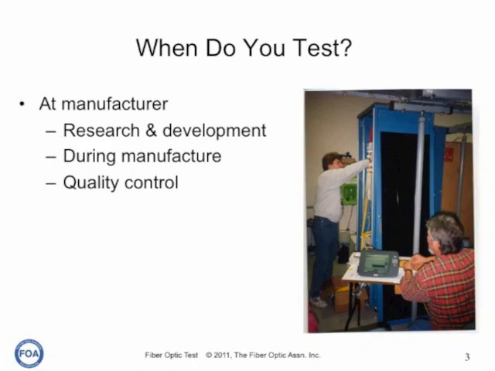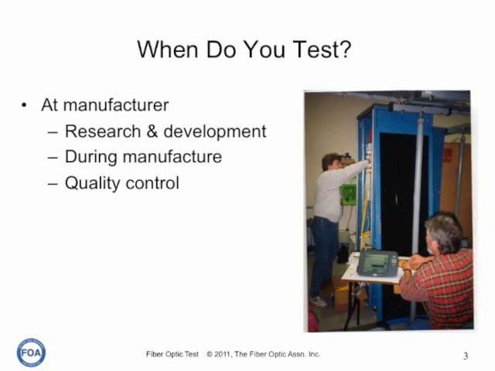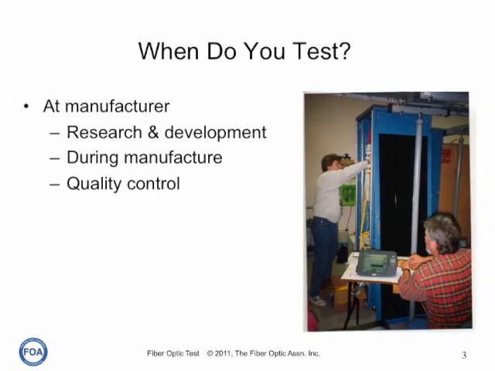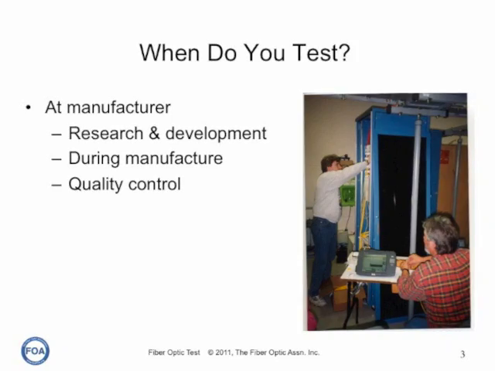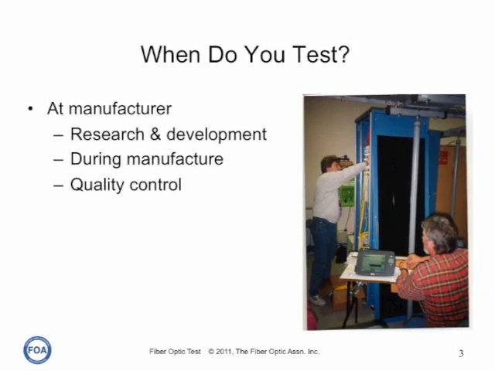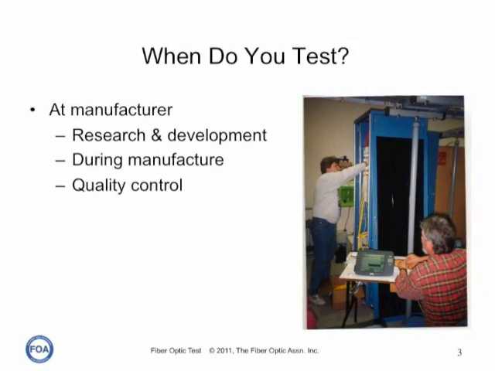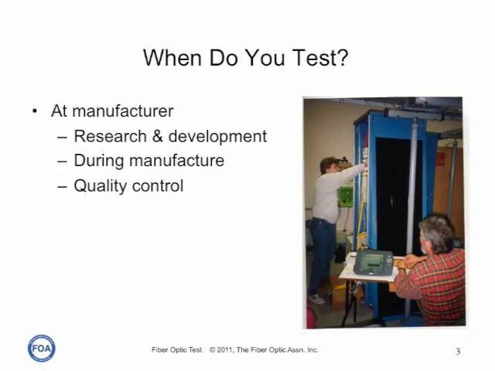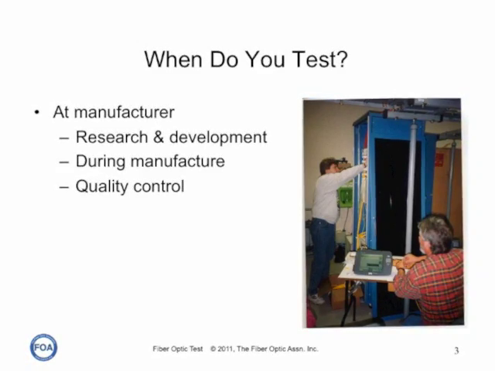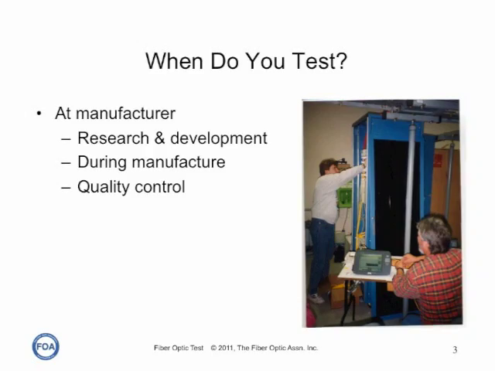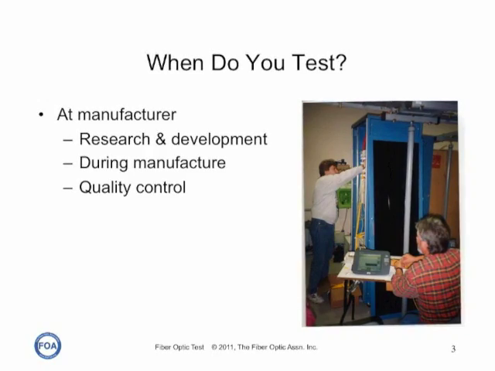Manufacturers test components as they're developing them, in the research and development phase as they're getting ready for manufacture. During the manufacturing process, they'll test what needs to be tested to ensure the product meets its specifications. And then, after manufacture, a certain number of products will be retested for quality control.